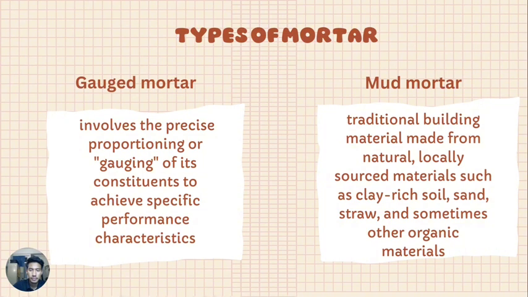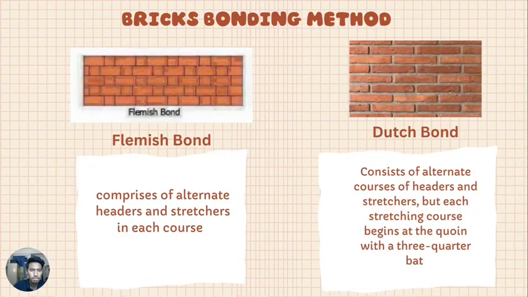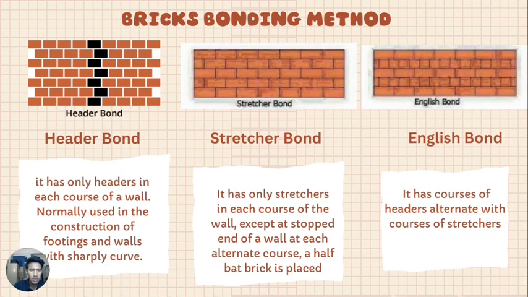Okay, so the next one we will discuss is the brick bonding method. Basically we have five methods: header bond, stretcher bond, English bond, Flemish bond, and Dutch bond. The first one is header bond. Header bond has only headers in each course of the wall, and is normally used in the construction of footings and walls with sharp curves.